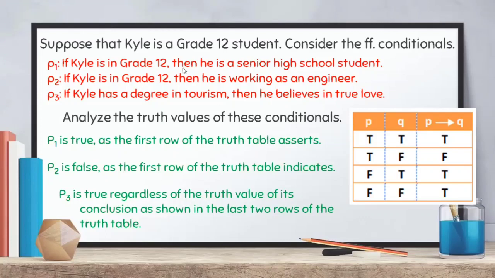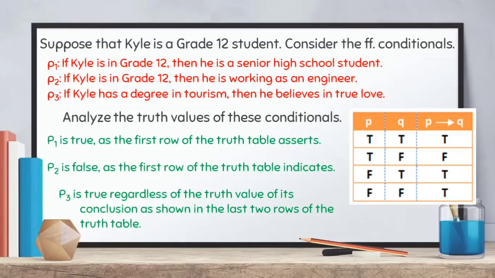How about our P sub 2? If Kyle is in grade 12, then he is working as an engineer. So the first statement there, or our proposition P there, is true, but then our proposition Q is not true. That would be false. So true, then followed by false. Then our if P, then Q is also false. So our P sub 2 is false since our second row, it should be second row, not first row, okay? of the truth table indicates false, right?